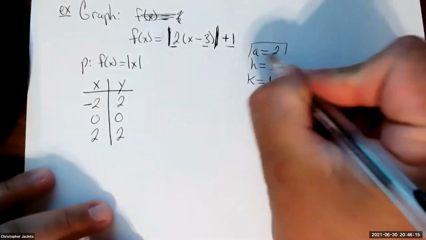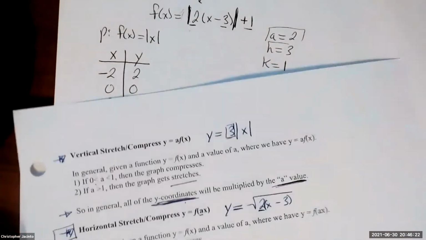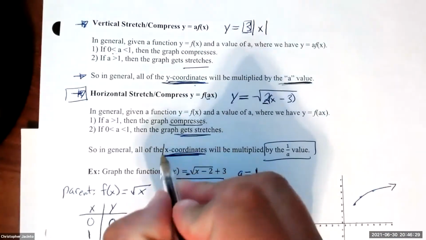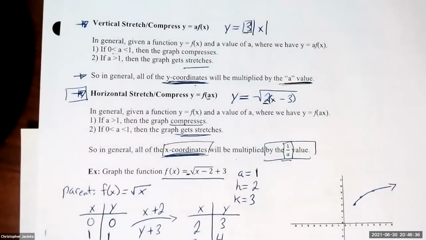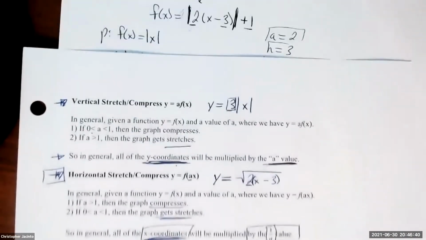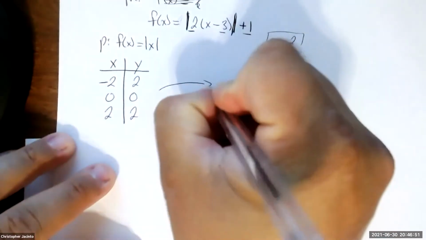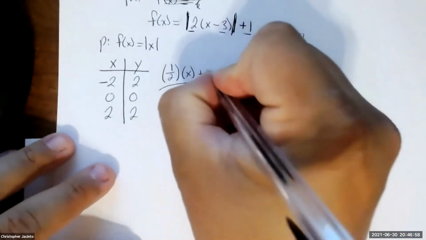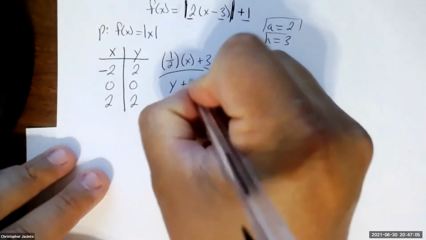So A is now on the inside. If we go back to our rules, if A is on the inside, like this, it affects the x coordinates. We're going to be multiplying, however, by 1 over the number we actually have. So in other words, since A is 2, we're going to be multiplying the x's by 1/2. So if we do this transformation, it's going to be 1/2 times x, and then plus 3, because remember, we still have the h there. And the y's are not being affected by that a, so it's just going to be +1 there.